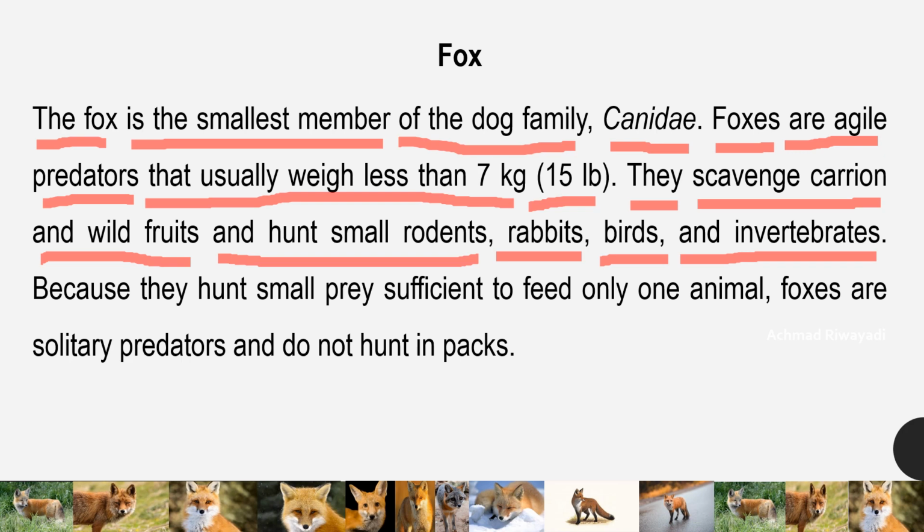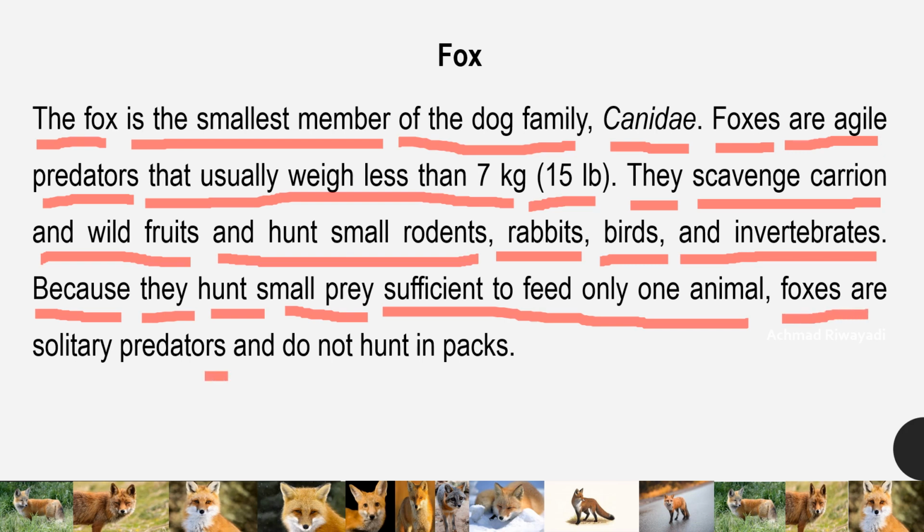Because they hunt small prey sufficient to feed only one animal, foxes are solitary predators and do not hunt in packs. Karena rubah-rubah ini berburu binatang mangsa yang kecil yang cukup untuk dimakan hanya oleh satu binatang, rubah merupakan pemangsa soliter dan tidak berburu secara berkelompok.